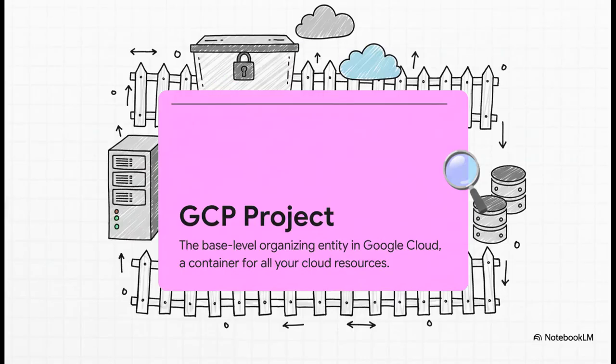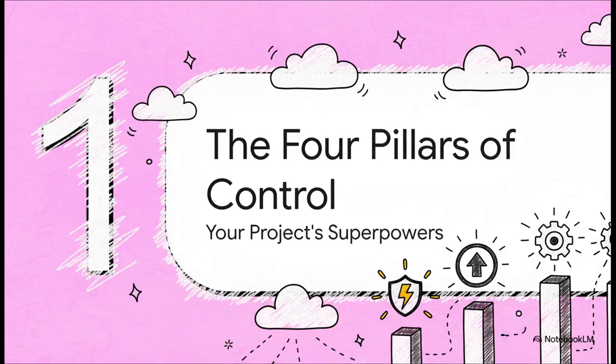And that is where the GCP project steps in. It's the property line for your entire digital world. A project is basically the fundamental container for all your cloud resources. We're talking your virtual machines, your databases, your storage buckets, the whole shebang. Everything you build has to live inside a project. But a project is so much more than just a simple folder.